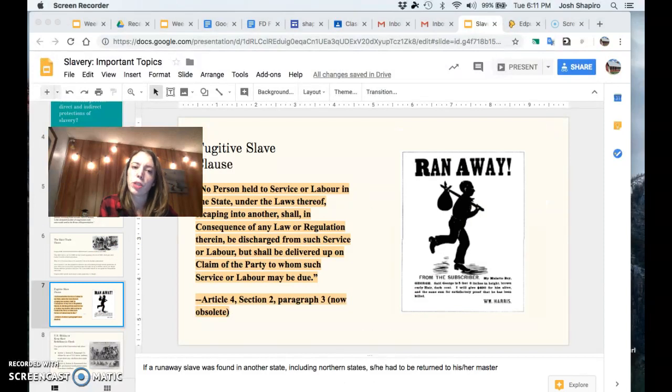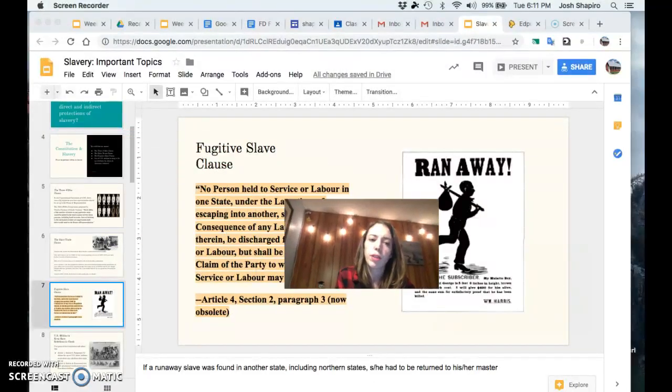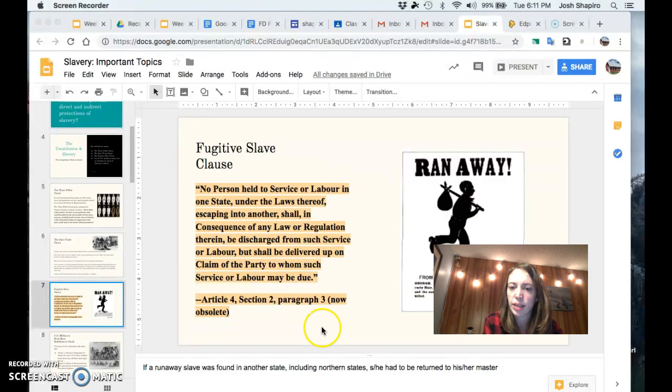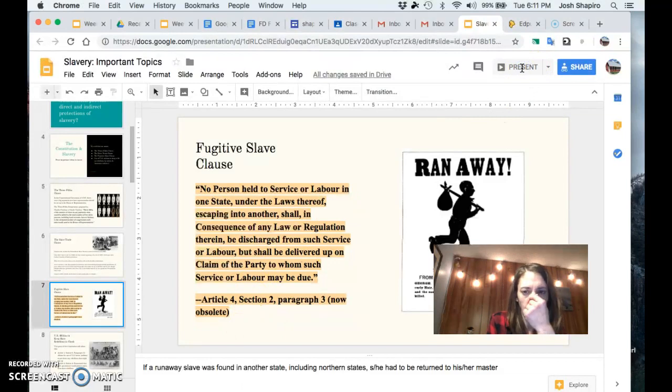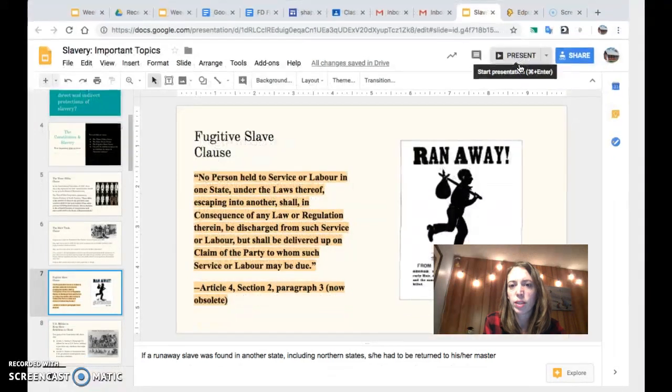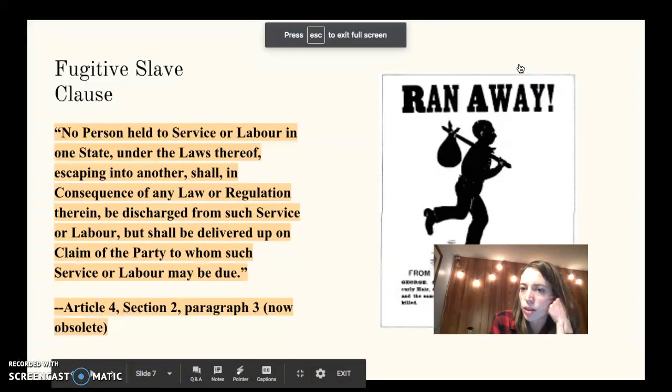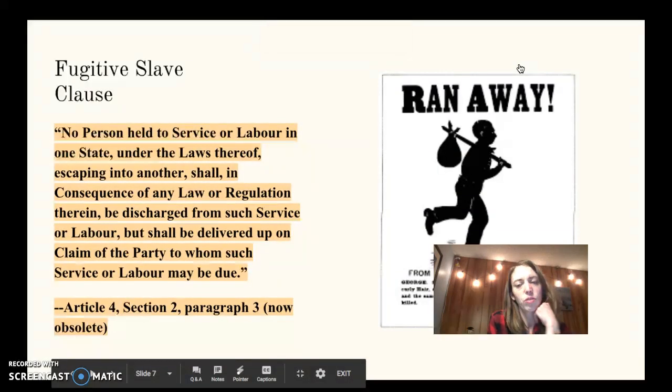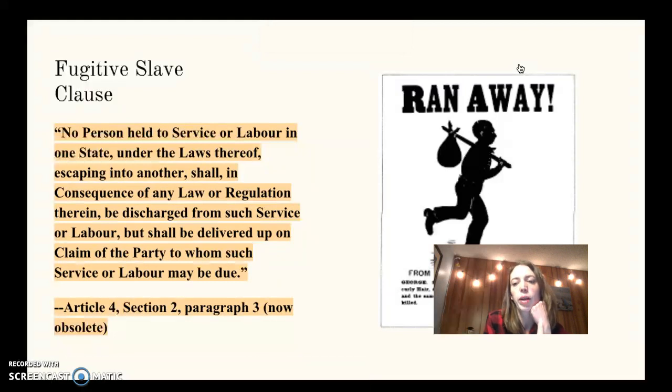is the Fugitive Slave Clause. Now, this was a big deal, and it's coming from Article 4 of the Constitution, where basically it said that no person held to service or labor in one state under the laws thereof, escaping into another, shall in consequence of any law or regulation therein be discharged from such service or labor, but shall be delivered upon claim of the party to whom such service or labor may be due.